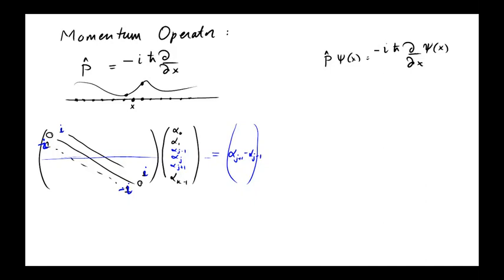Okay, and now what happens when we take the conjugate? Well, when we take the conjugate, the i gets replaced by minus i, and then when we take the transpose, we get back what we started from. So indeed, this matrix is self-adjoint or Hermitian, and so similarly, this momentum operator is self-adjoint. This is something that you can verify.